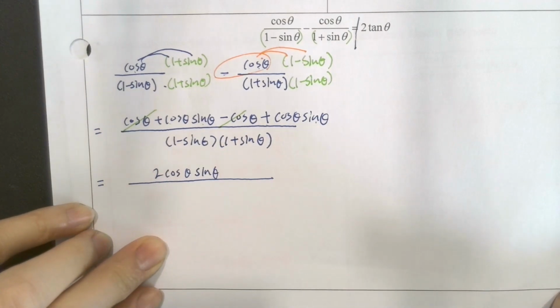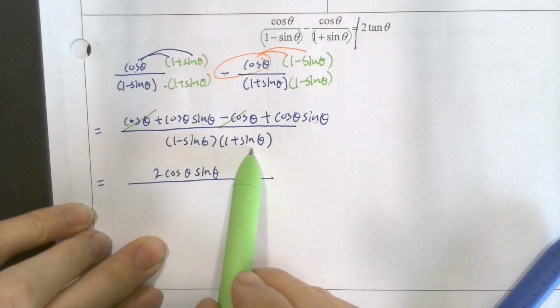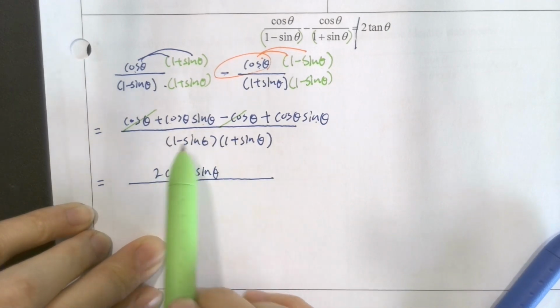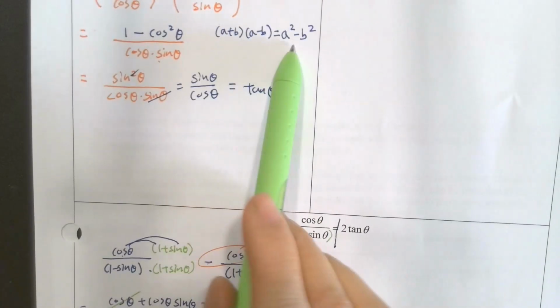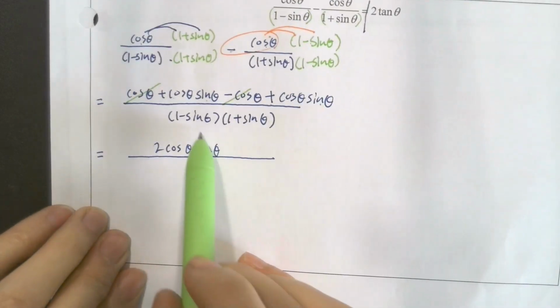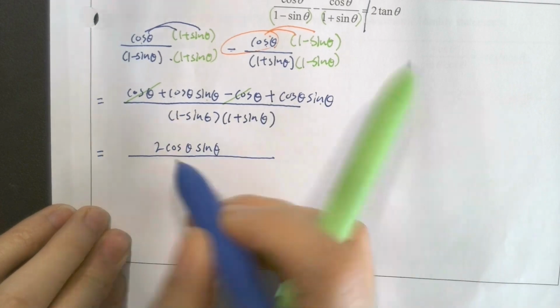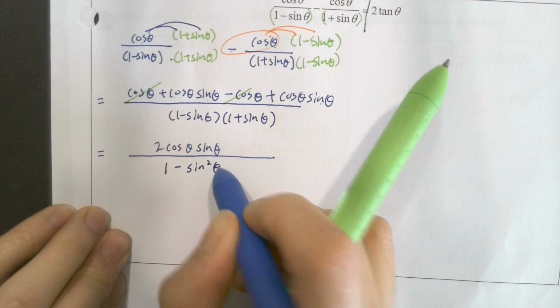What will my denominator be? Have you seen something like this before, guys, where it's 1 plus something, 1 minus something, a minus b times a plus b? Factoring difference of two squares. So I'm going to use it again. It's going to be a squared minus b squared. 1 squared is 1, minus b squared, sine squared theta.